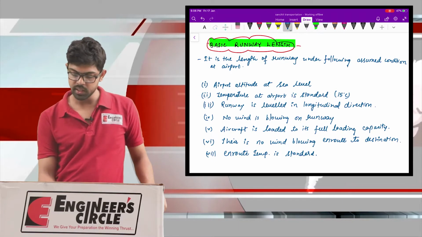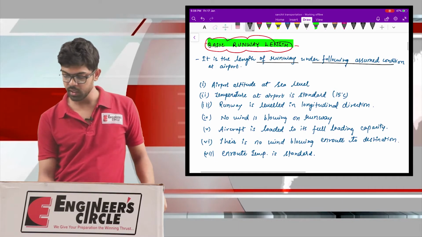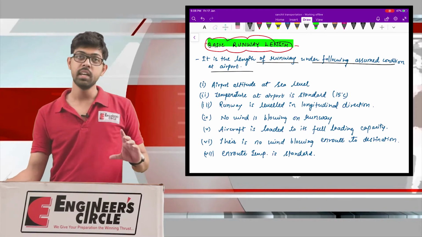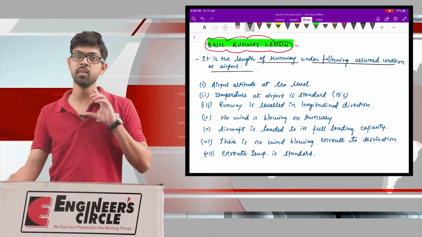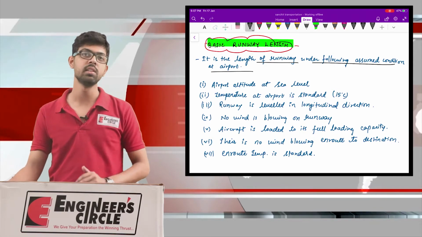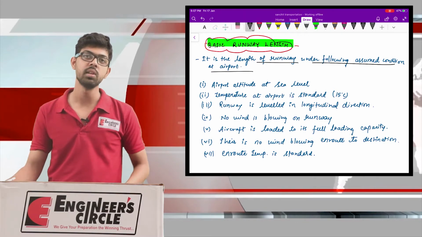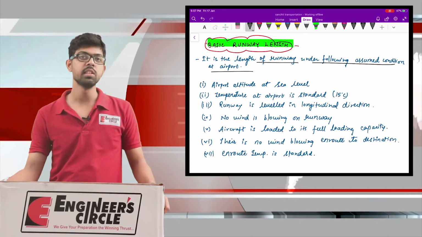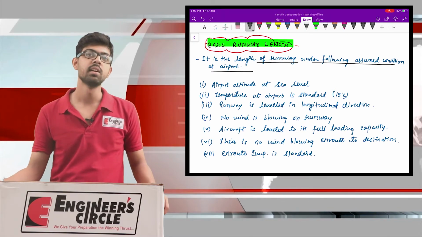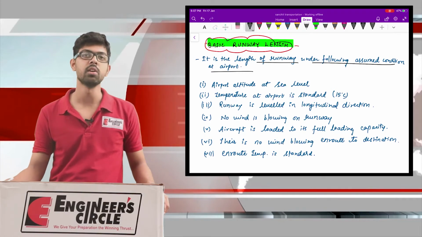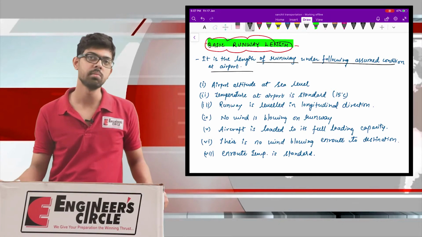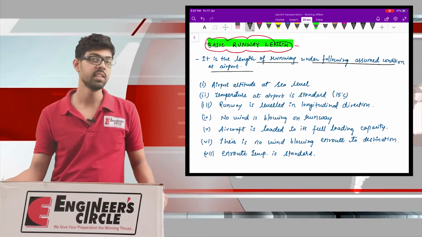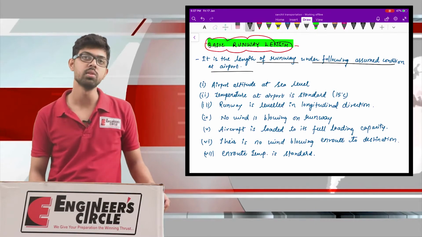This is very important. This basic runway length is the length of runway under the following assumed conditions. It is nothing but the length of runway under certain pre-assumed conditions. So if all the conditions are fulfilled, then whatever length of runway you get for the running of the aircraft in order to achieve sufficient speed for the lift-off during the takeoff operation, whatever length of runway must be available at the airport site under the following standard assumed conditions, that runway length is known as your basic runway length.